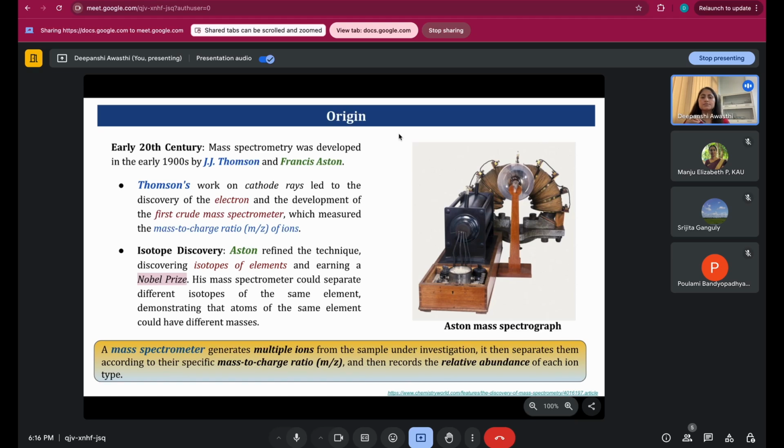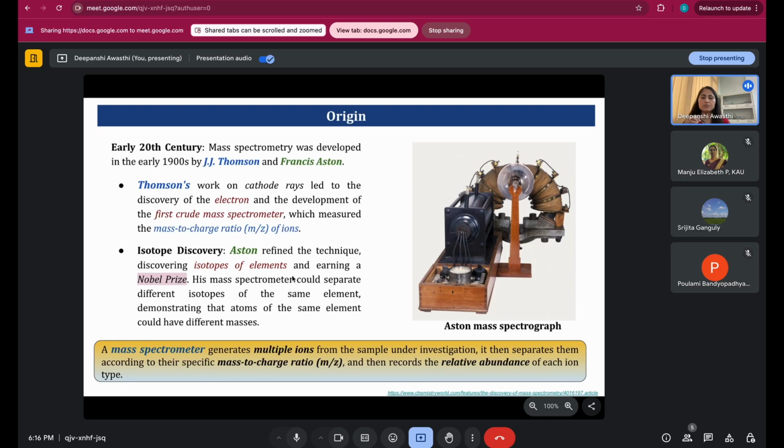If we look at the origins, the concept originated in the 20th century. The concept was introduced by J.J. Thomson and Francis Aston, who were the pioneers in this field. Thomson discovered the electron, and he was the first one to design the crude mass spectrometer, which was used to measure the mass to charge ratios of ions. Later on, Aston was the one who discovered the isotopes, because the isotope concept is also important in mass spectrometry.